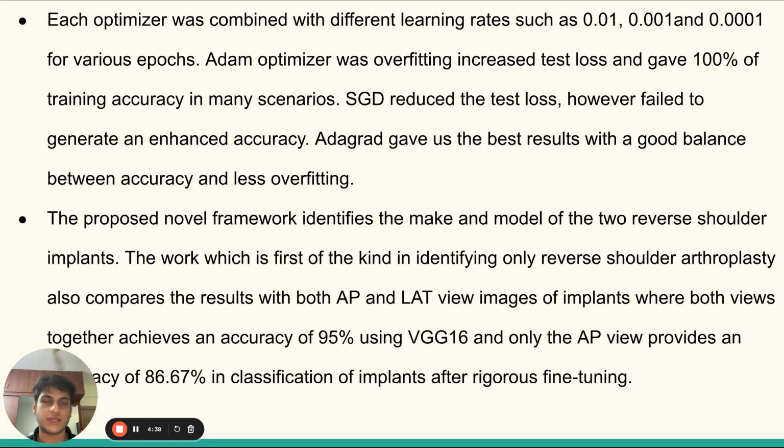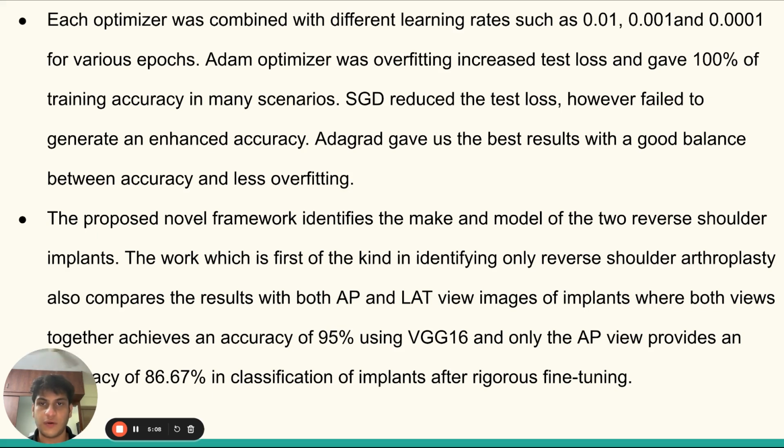Each optimizer was combined with different learning rates. Learning rate is the rate at which the model learns. It must be balanced carefully after experimentation, because if the learning rate is too high, then the model overfits, and if it is too low, then the model underfits and does not learn efficiently. We experimented with values of 0.01, 0.001, and 0.0001 for various epochs.